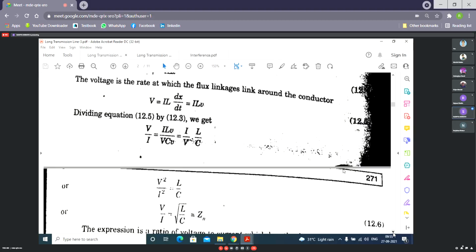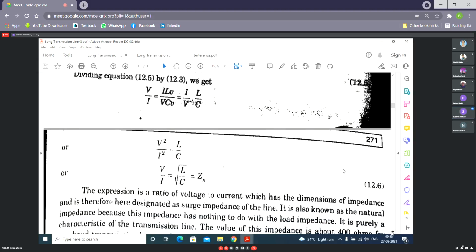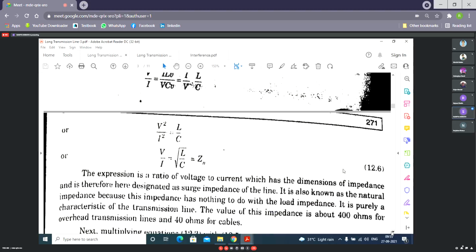That is actually the natural impedance of the line. You can see this is another derivation. This expression is in ohms: V by I gives ohms. So the expression is a ratio of voltage to current which has the dimension of impedance and is therefore designated as the surge impedance of the line that we have already discussed. It is also known as the natural impedance because this impedance has nothing to do with the load impedance. It is dependent on the parameters of the line, purely characteristic of the transmission line.